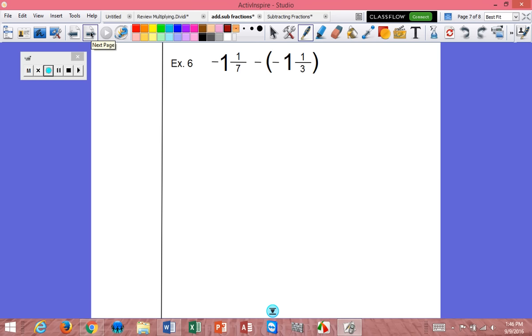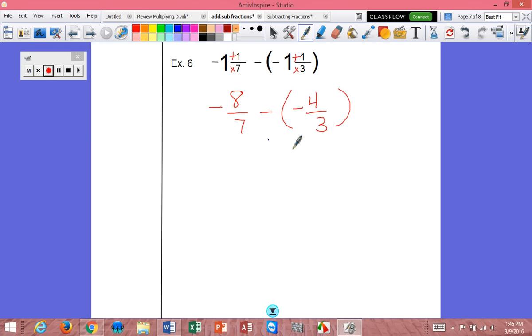All right, and here's the last example we're going to do together. We have a subtraction problem that has mixed numbers, so I want to make these improper. So 7 times 1 is 7, plus 1 is 8. And remember, this is a negative mixed number, so it would be a negative improper fraction. I want to carry down everything else. 3 times 1 is 3, plus 1 is 4. This is negative, so it would be negative 4/3.